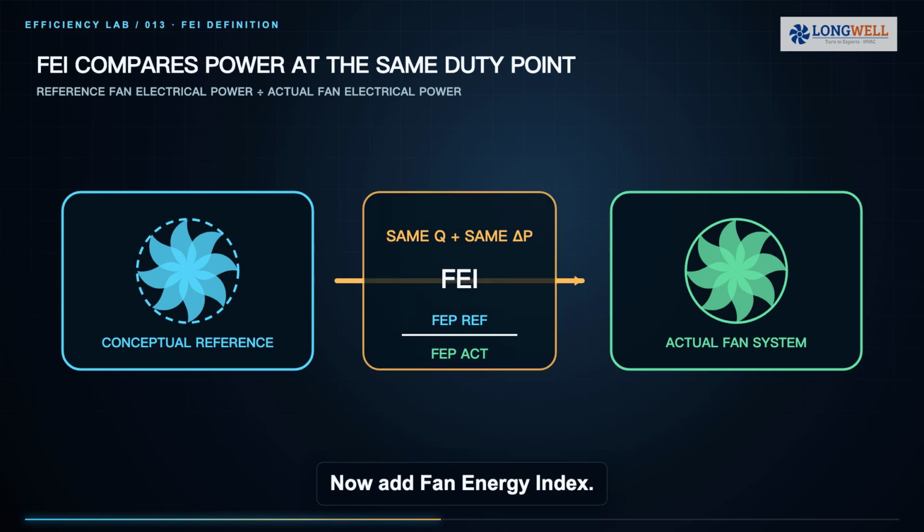Now add fan energy index. FEI compares the electrical input power of a standardized reference fan with the electrical input power of the actual fan at the same airflow and pressure duty point. In compact form, FEI equals reference fan electrical power divided by actual fan electrical power. The reference is conceptual. It is not another supplier's fan and it is not a fixed efficiency percentage.